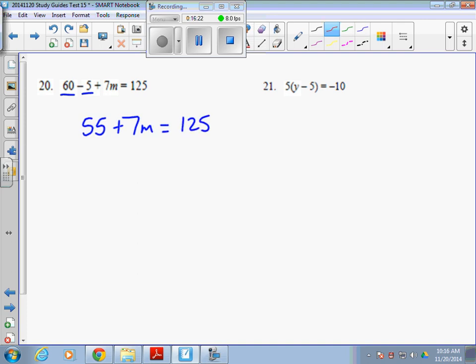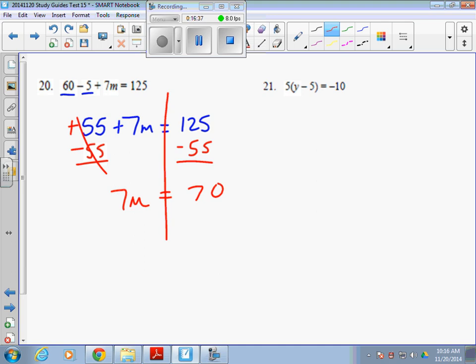Undo your order of operations backwards by undoing 55 plus 7m. Positive 55, so you need to subtract it. If you subtract it there, subtract it here. 5 minus 5 is 0. 12 minus 5 is 7. 7m, since this cancels out, equals 70. Undo 7 times something by dividing by 7. If you do it there, do it here. M equals 70 divided by 7 is 10.